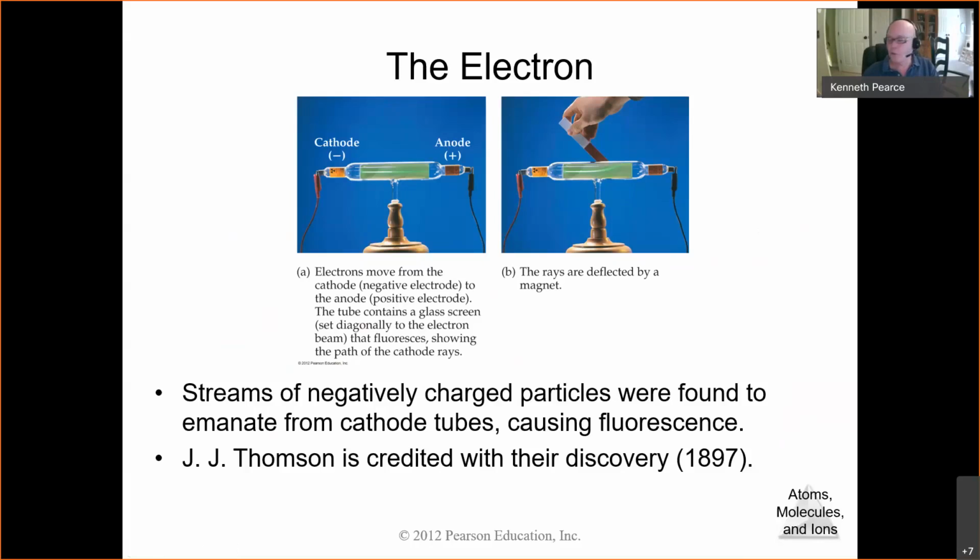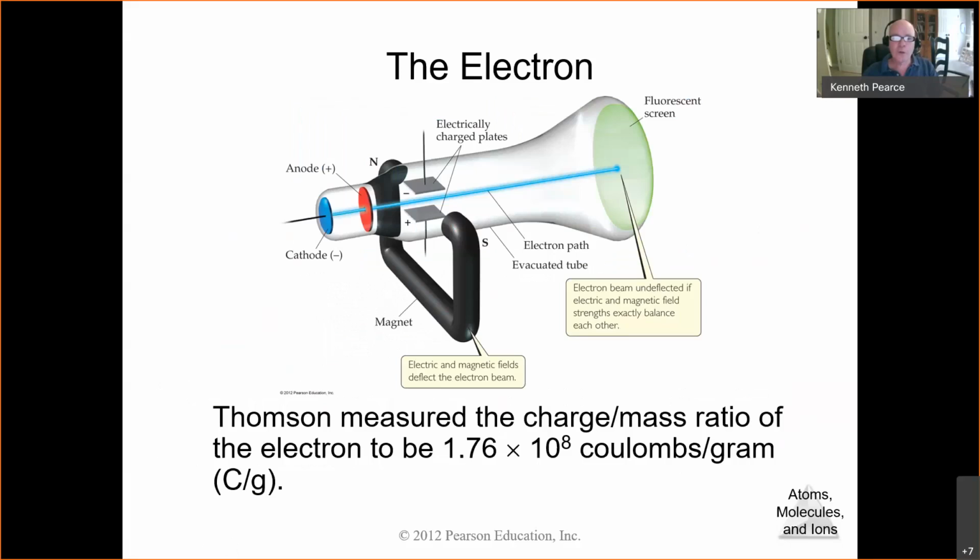J.J. Thomson actually found a few things, and electrons is one of them. And so the same J.J. Thomson also set up an apparatus so that he could measure the charge to mass ratio, and it is 1.76 times 10 to the 8 coulombs per gram, and that is a lot of charge.